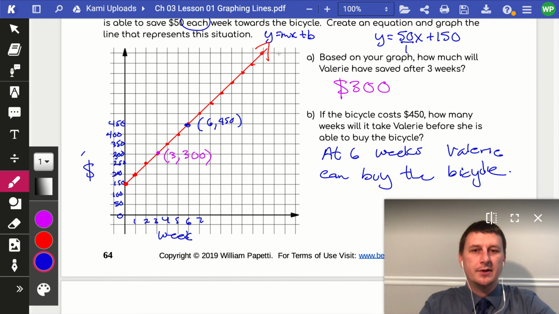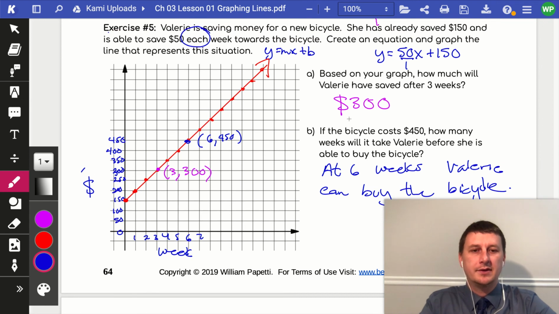Awesome. So now we were able to answer 2 questions based on this graph, and these 2 questions might have been questions that you would have wanted to predict based on a savings pattern. You might want to know how much money you'd have after a certain number of weeks if you were saving X amount of dollars per week. You also might want to know how many weeks it's going to take you in order to save enough money to buy a bicycle. So in Valerie's case, a linear equation is very useful in this situation.